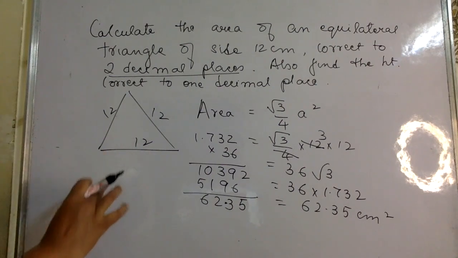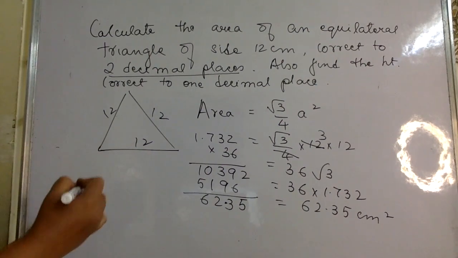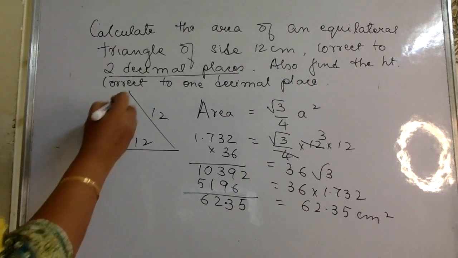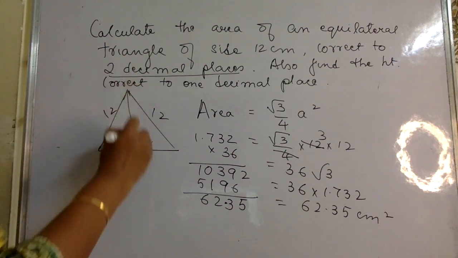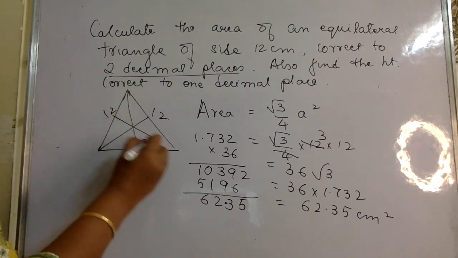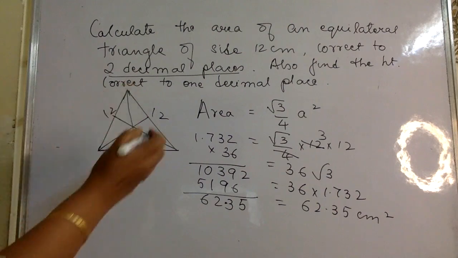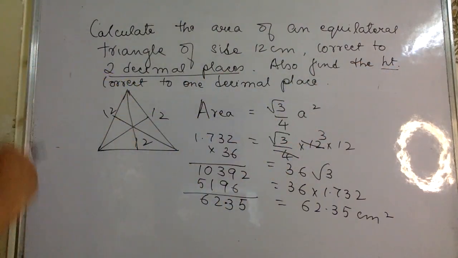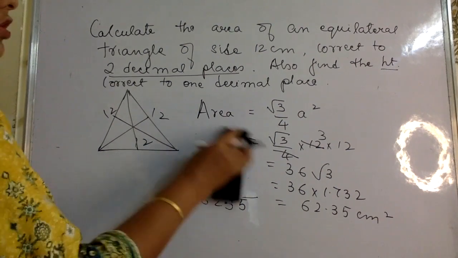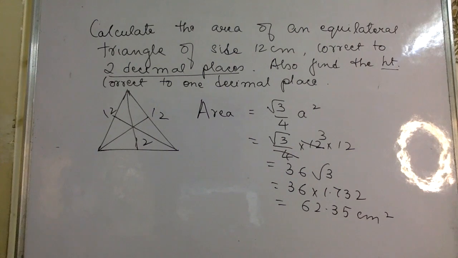Now what is the height correct to 1 decimal place? When they talk about the height of an equilateral triangle, you might be thinking they didn't mention which height. But remember, in an equilateral triangle all the heights are equal in length. Therefore they have just used the word height. They don't need to tell which, because all are equal. So how do we find the height?